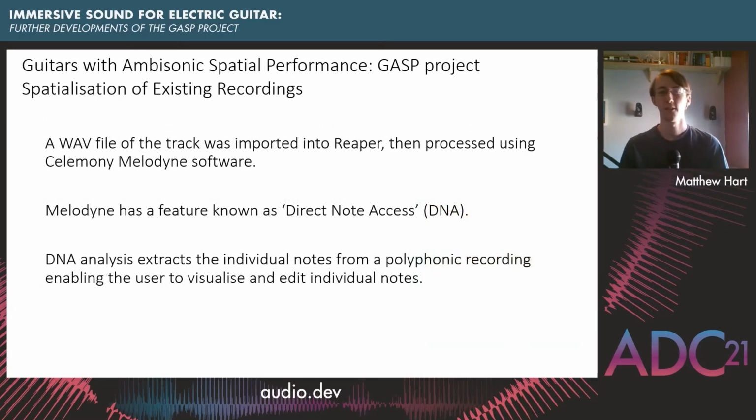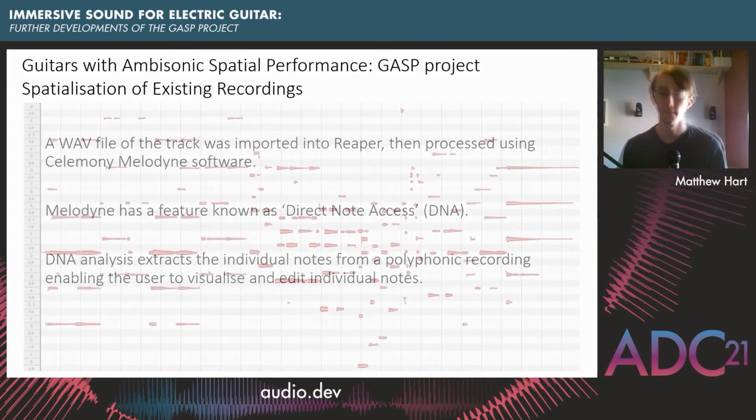First, we take a WAV file of the track and import it into Reaper. Then we process it using Celemony's Melodyne software. Melodyne has a feature known as Direct Note Access, or DNA, which extracts individual notes from a polyphonic recording and enables the user to visualize and edit notes. This feature is more often used to apply pitch editing or time editing, but we are using it in a slightly different way in our system.